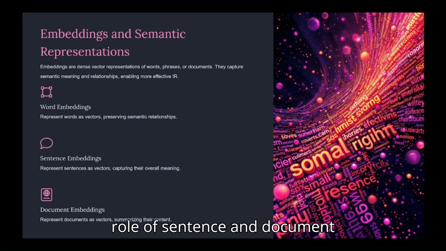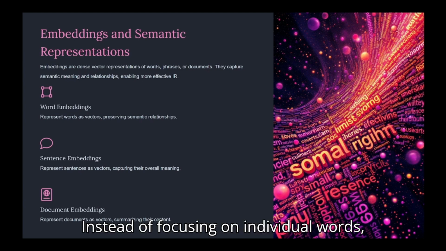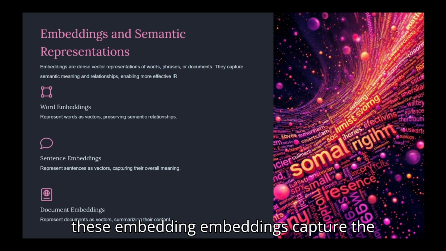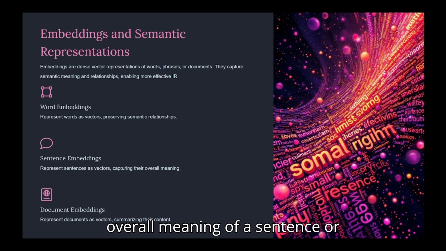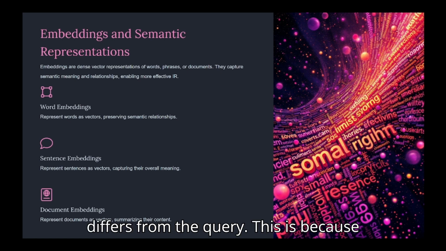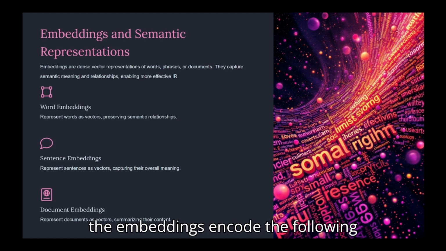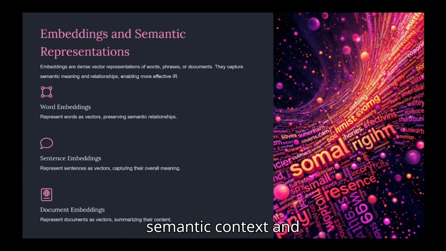The role of sentence and document embeddings is an extension of this idea. Instead of focusing on individual words, these embeddings capture the overall meaning of a sentence or document. So if a user's query is where can I find pizza in New York? The model prioritizes documents that mention pizza places in New York, even if the wording differs from the query. This is because the embeddings encode the semantic context and not just specific keywords.